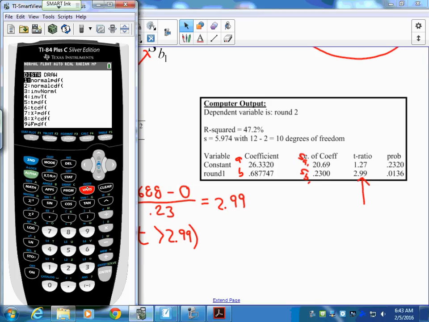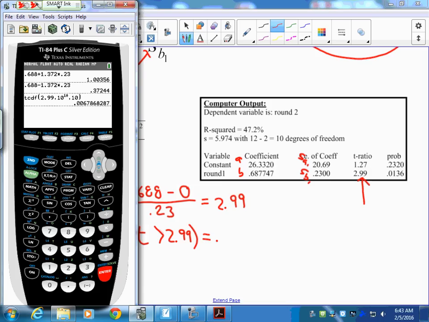Remember, in our distributions, we're going back to t-values. We haven't worked with them for a little while, but we've got the t-CDF. Lower boundary, 2.99. Upper boundary, positive infinity, or 10 to the 10. And then we have our degrees of freedom of 10, sample size minus 2. So we paste that in, and we hit enter. We get a probability value of 0.0068.